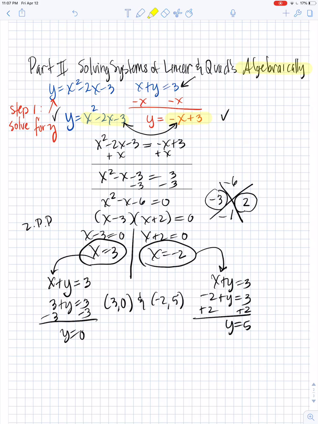And I'll go ahead and highlight those. Those are the solutions to this system of linear and quadratics, and we found it algebraically.